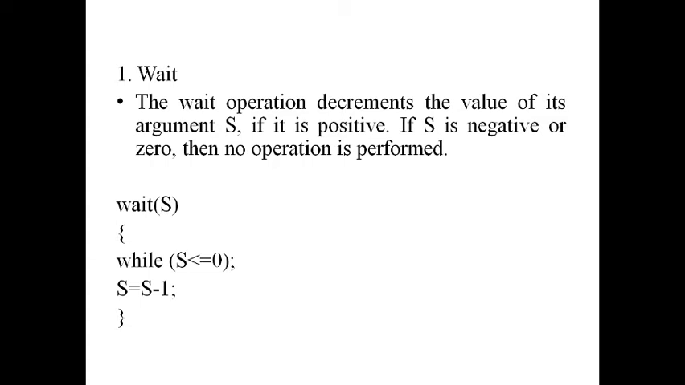Suppose you take S value as 0: 0 less than or equal to 0, the condition is true, then there is no code for this while section. Because the semicolon is there, it will be in the trap itself. How it is in the trap, we'll see clearly in the code. This is all about wait.